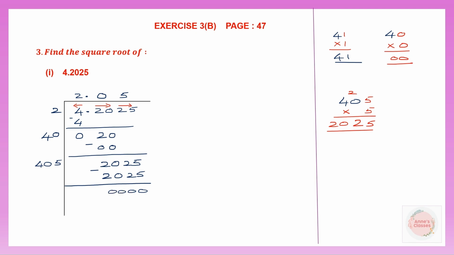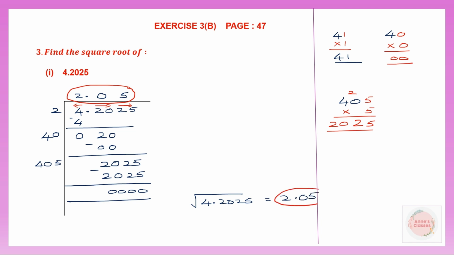So we have got our answer, which is the quotient. The quotient is 2.05. So we have found the square root of the number given to us, that is 4.2025, and the square root is 2.05. This is our answer.